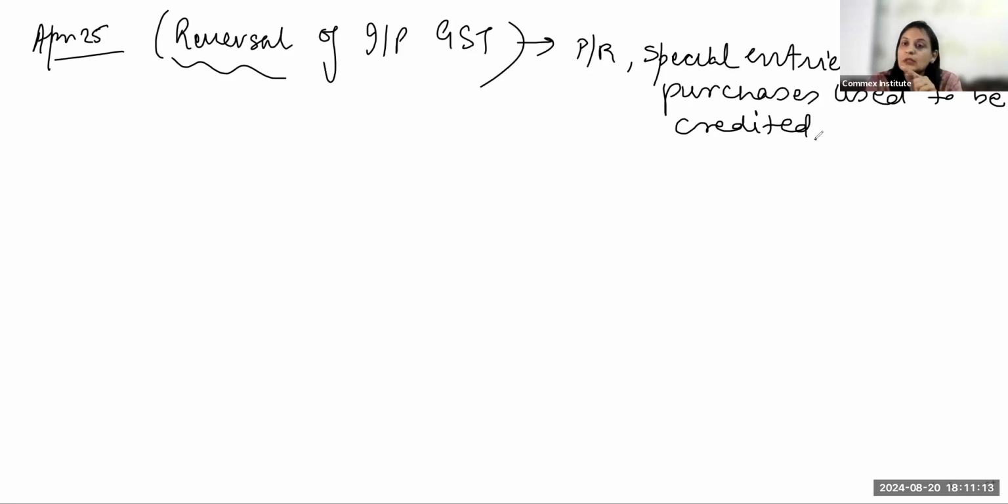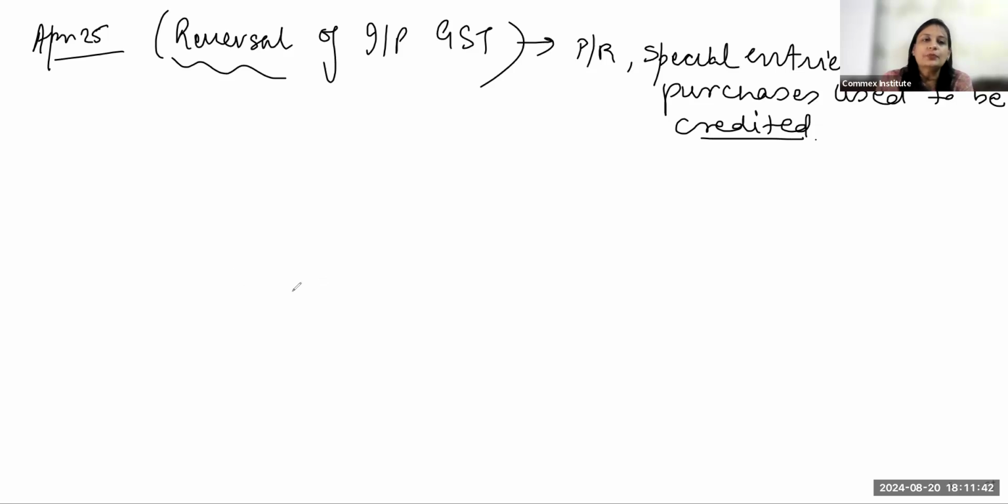Those are the transactions we will be using over here, because in these transactions the purchases are credited, and so your input GST will be credited also along with the purchases. So when purchases is debited, we debit input GST. When purchases is credited in the special entries, we credit input GST. Very simple.